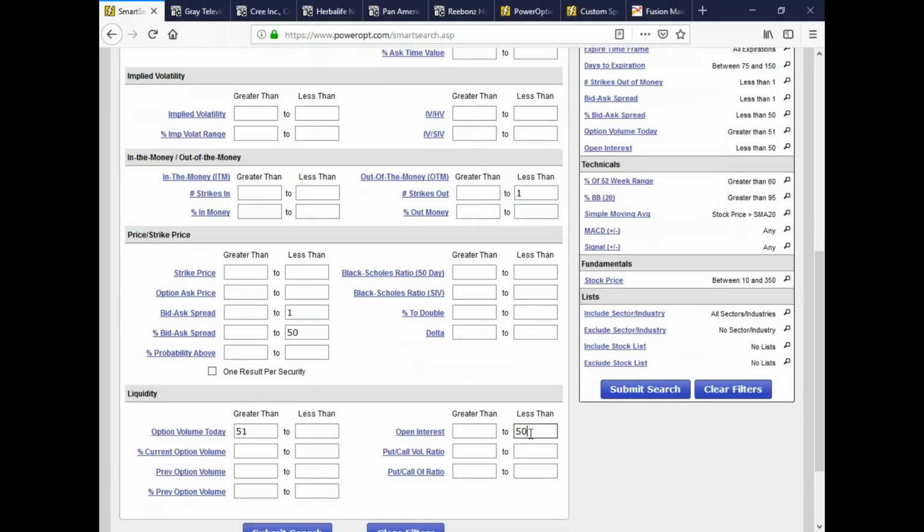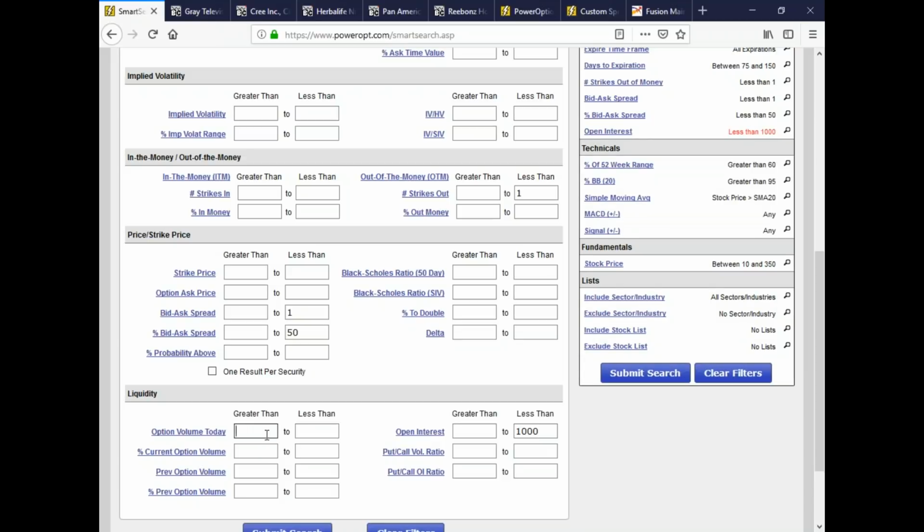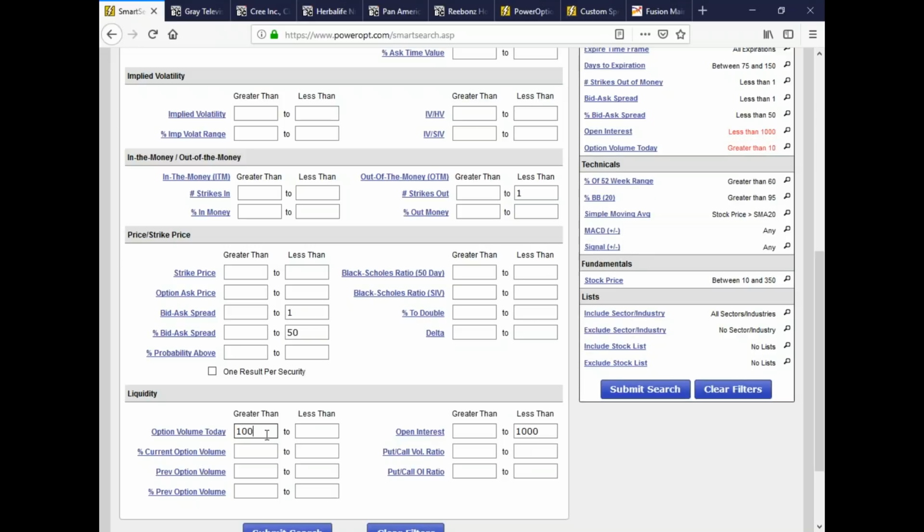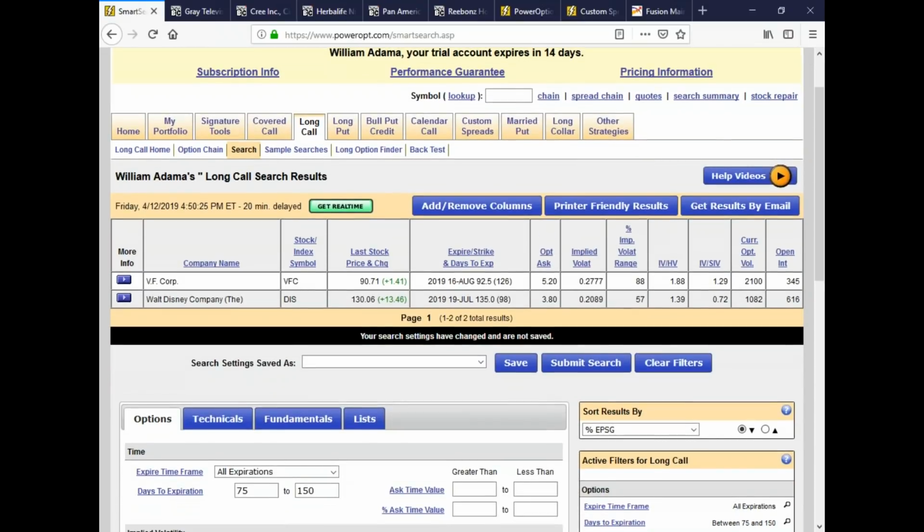All right. Let's bulk it up. 1,000. 1,001. They didn't fit because the open interest was less than 50. It was greater than 50 for those two. So let's go 1,001. Those are the type of options you like to look at.